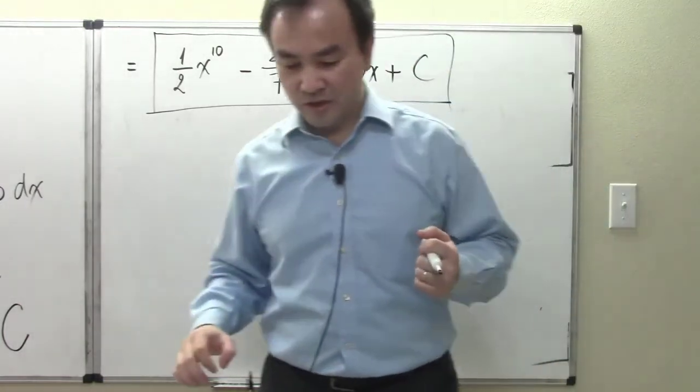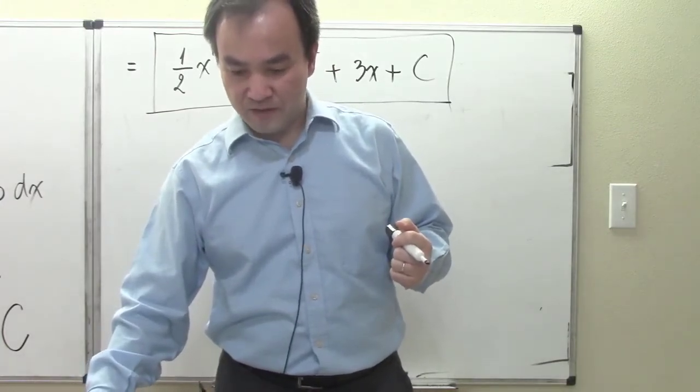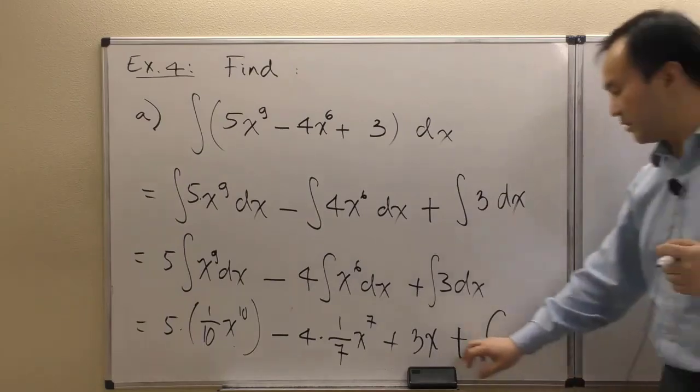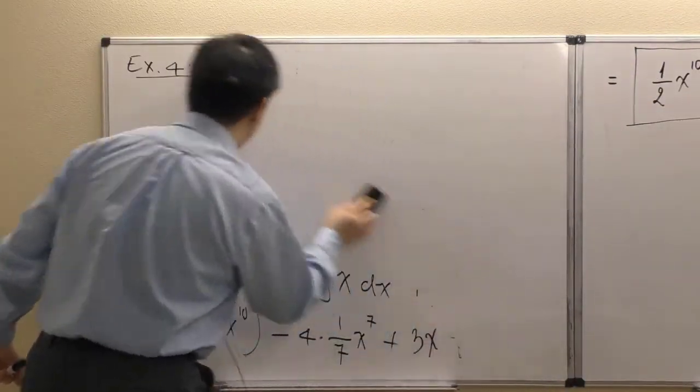Okay, so that's how we effectively used the basic rules for taking antiderivatives. Let me now swing back to the other board, erase this part A, and let's look at part B of our example.